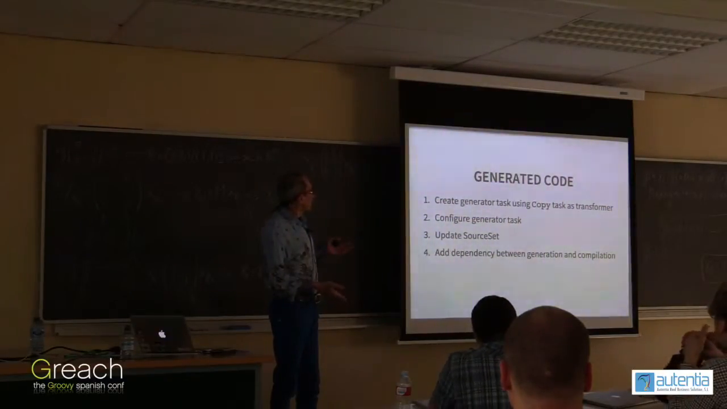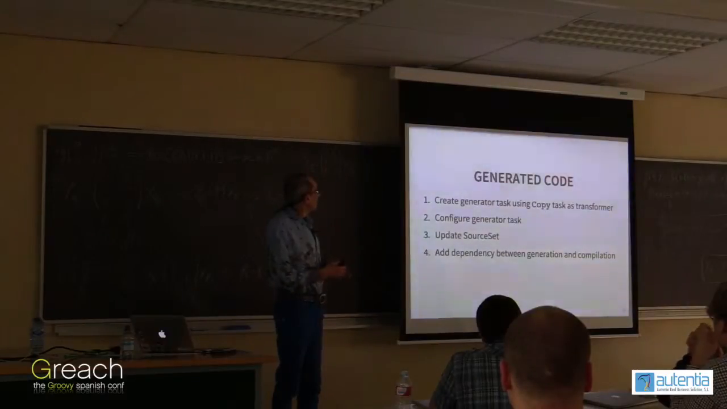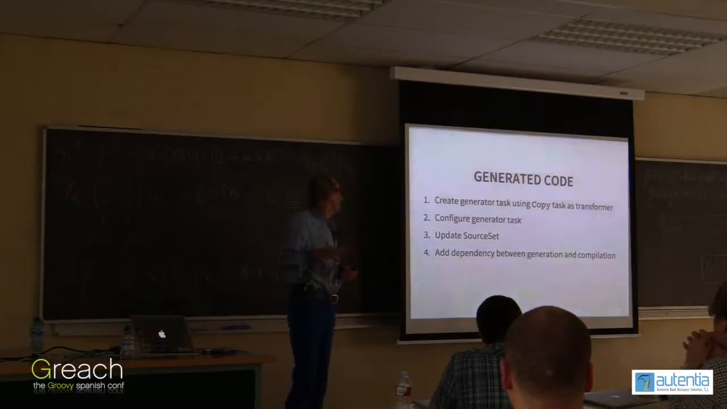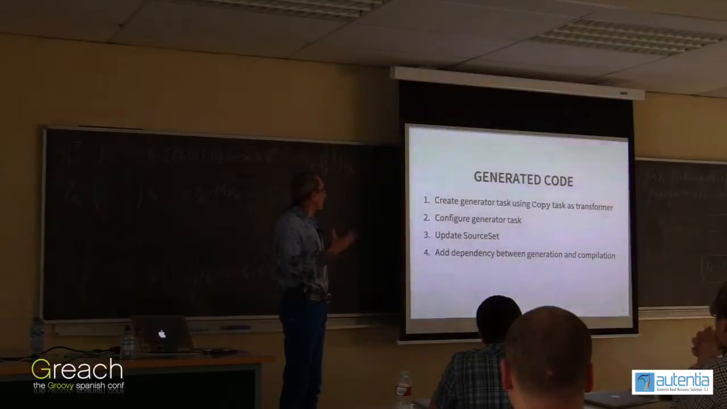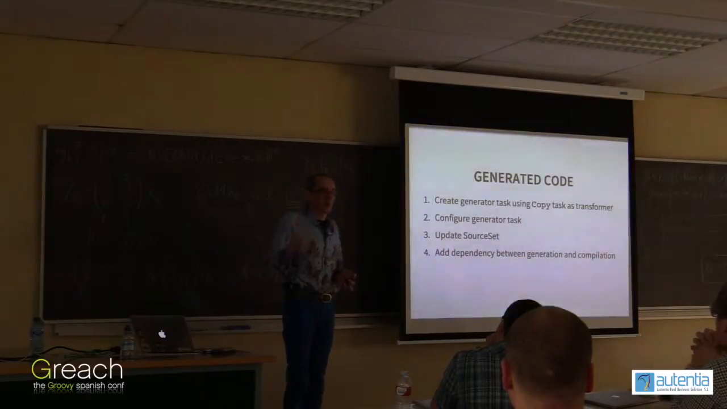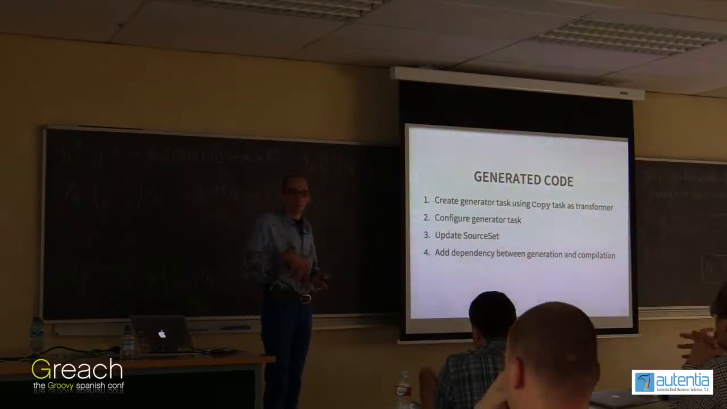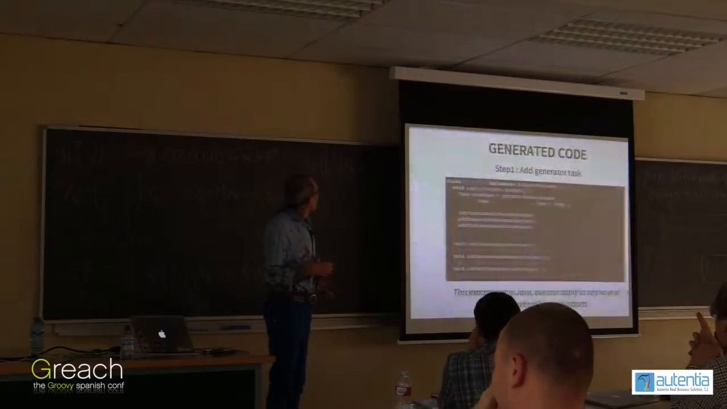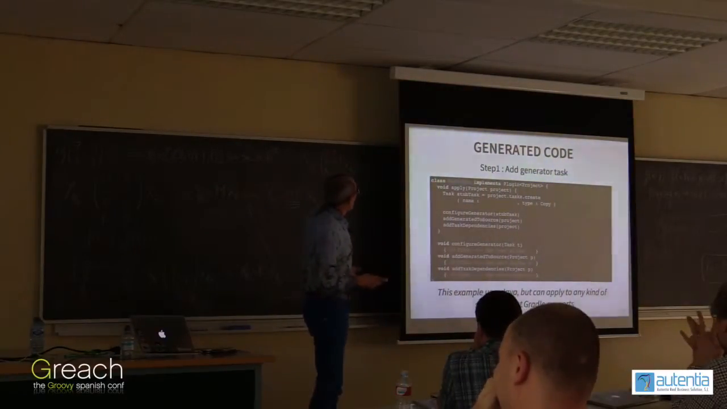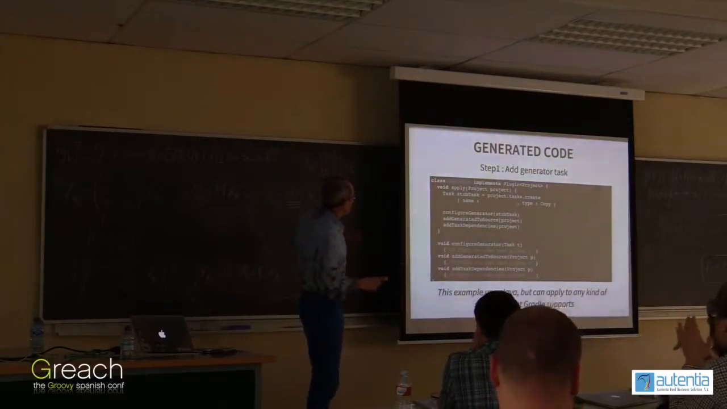If you want to do this kind of thing, then you can do lots of things. I'm actually going to use the copy task as a transformer to transform the code. And then I'm going to create some kind of generated task. I also have to add those files that get created to the source set. And then finally I have to add some dependencies. And that all has to happen in your plugin. So there's quite a number of steps we're going through here.